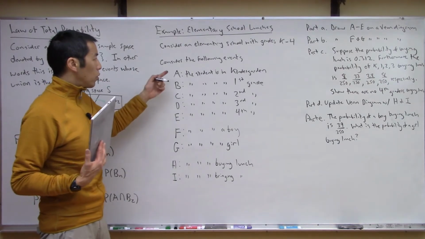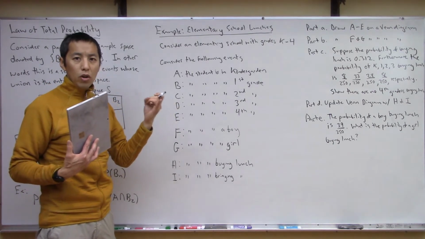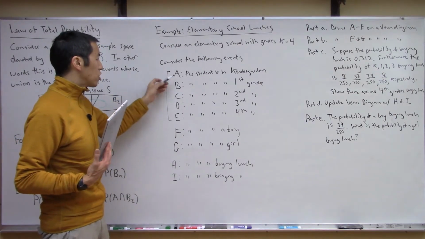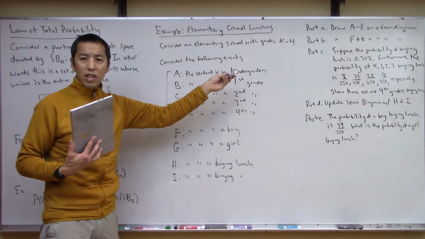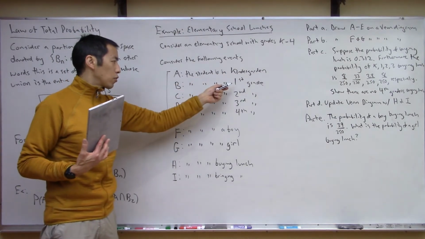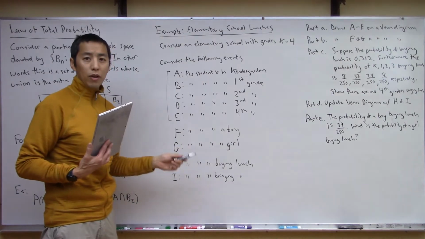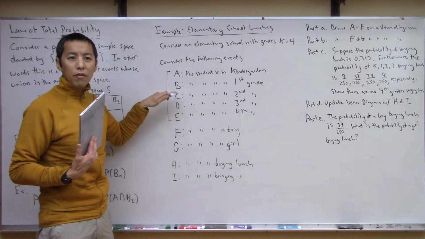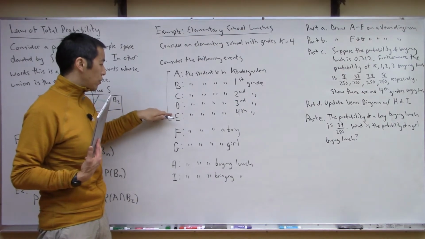This school goes from grades K, kindergarten, all the way up through 4th grade. So let's define maybe 5 events here. A is just the event that the student is in kindergarten. B is the student is in 1st grade, and so on, all the way up to 4th grade. So these denote what grade you're in, events for each one of those different grades.